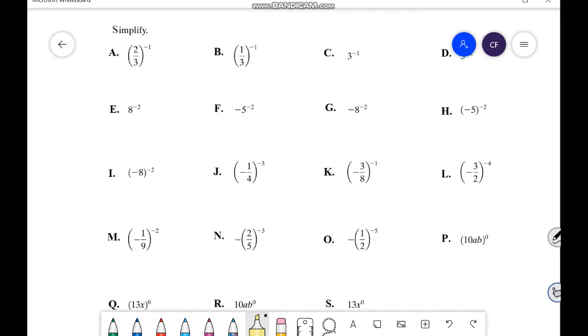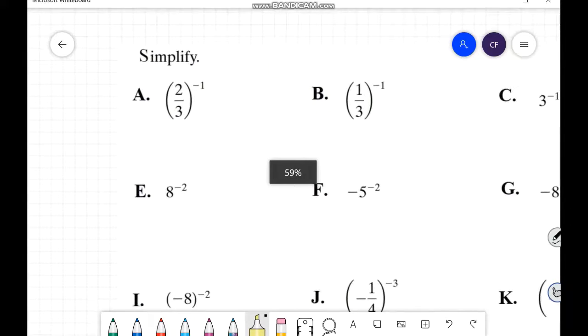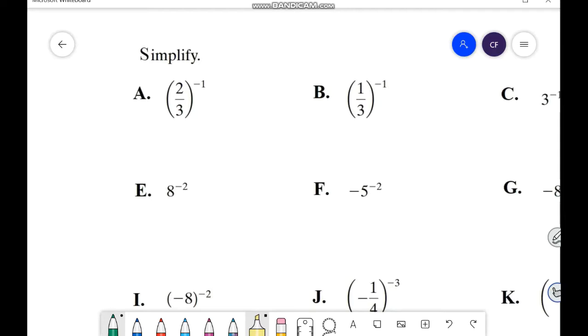And this is our quiz today. Simplify. Let me show one example. The first one, letter A. You have the expression here, the fraction 2 over 3, exponent negative 1. When you have a negative exponent, it's the same thing as writing down the inverted fraction with a positive exponent, right? And this equals 3 over 2. So pretty simple. For question letter A, the answer is going to be 3 over 2.